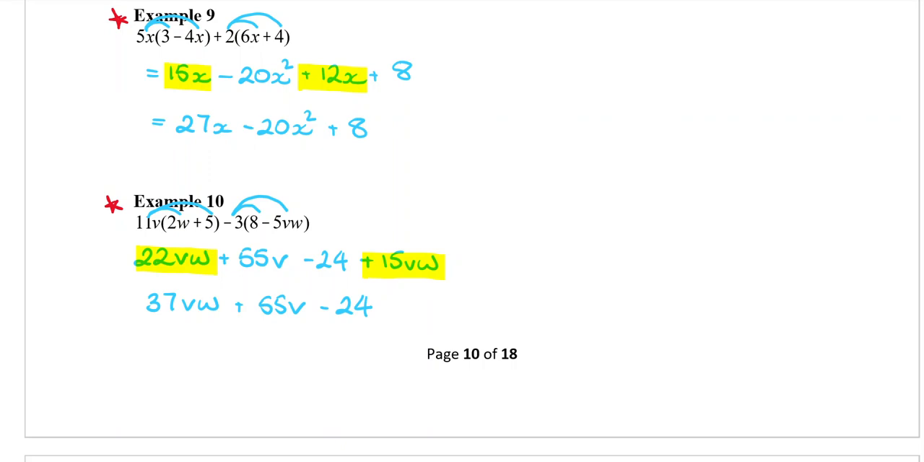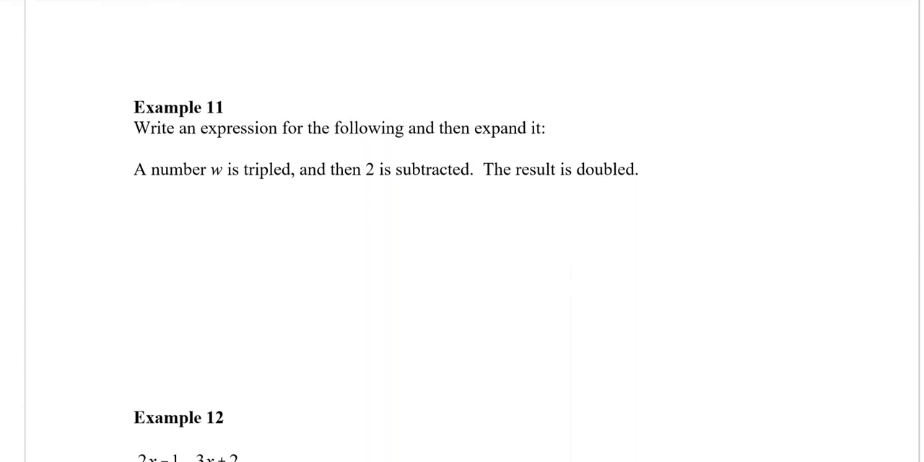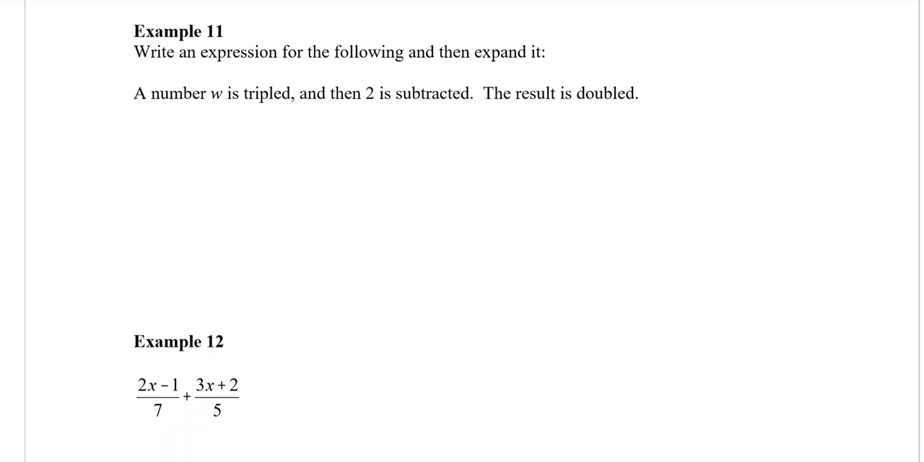Okay, so that is expanding, but there was also other parts of this section that we need to look at as well. So question 11 is practicing writing expressions again. So let's have a look at this. Write an expression for the following and then expand it. A number W is tripled. Okay, tripled means that you want to multiply it by 3. Now to multiply something by 3, you put the 3 in front. So there it is. I've tripled the W.